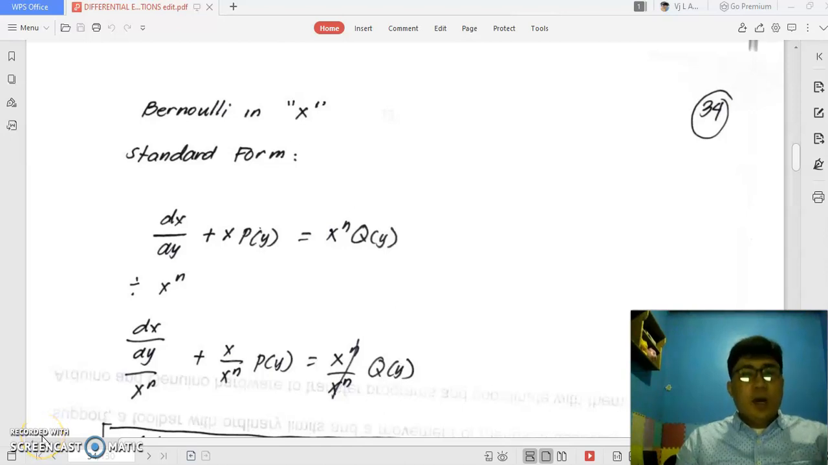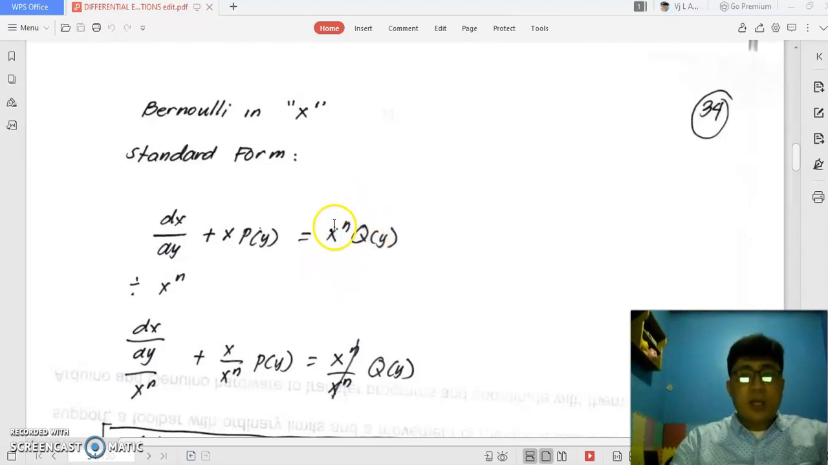Okay, we are now on another example of Bernoulli differential equation, but we are on the standard form of Bernoulli in x. So Bernoulli in x, same process as what we've discussed in Bernoulli in y. So Bernoulli in x has this standard form: dx over dy plus x P(y) equals x raised to the power of n Q(y). So again, the same process.